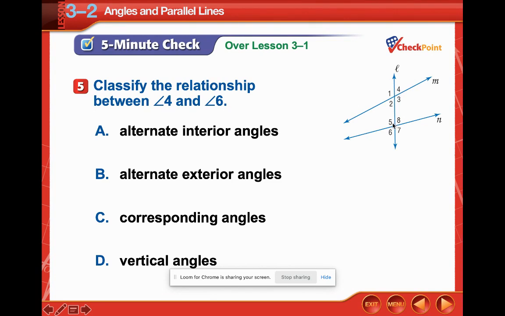Corresponding, they're on opposite sides of the transversal, so I wouldn't say they're corresponding. 4 is on the top right-hand side, 6 is on the bottom left-hand side, so not exactly corresponding. Vertical angles, vertical would be like 6 and 8, 4 and 2 across from each other, and they're not. So got to go with alternate exterior angles.